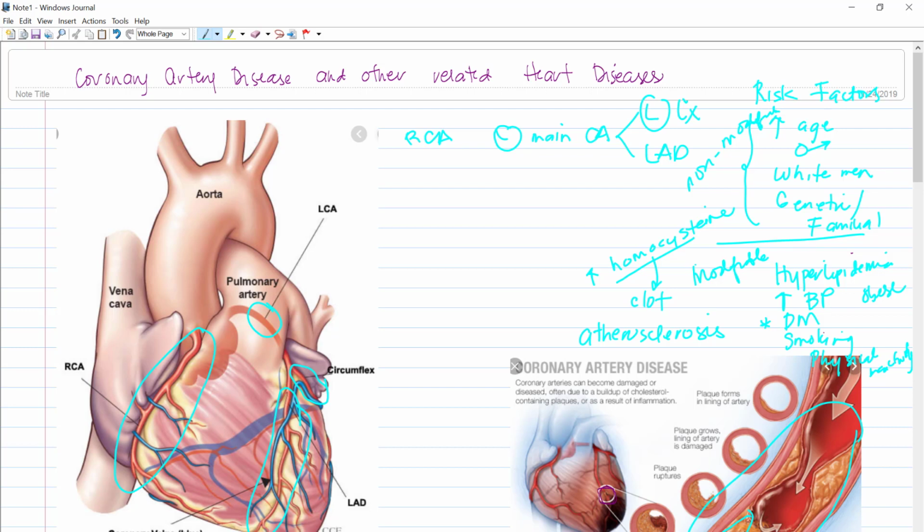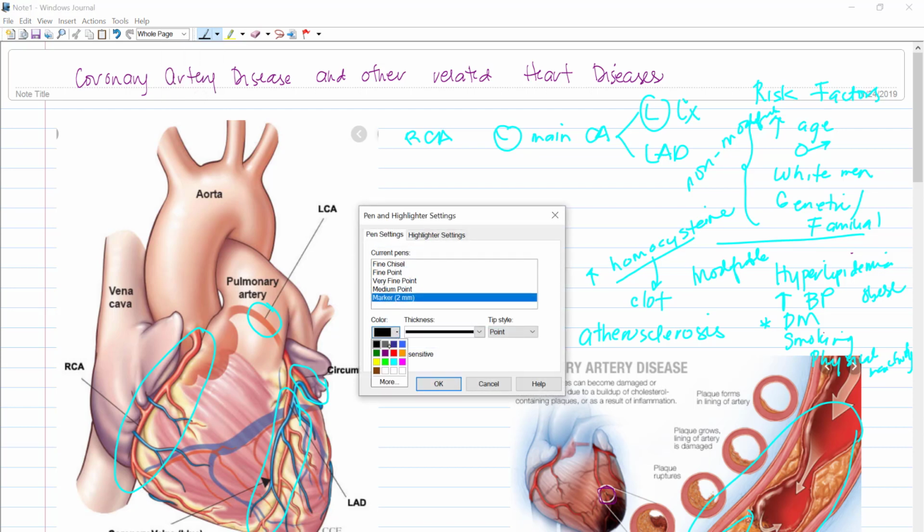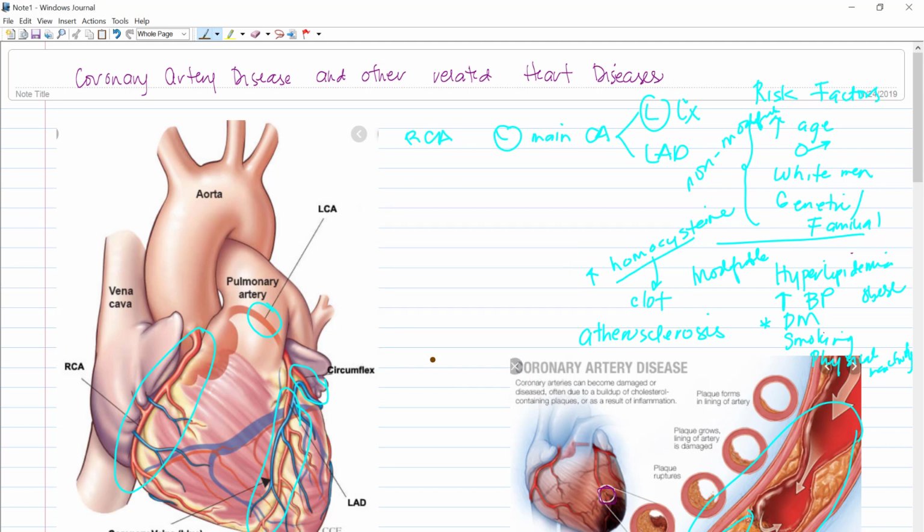Now with CAD, when you look very closely at the blood vessel, and remember, this doesn't happen in one day. It takes time. So let's say that your patient has narrowing of, let's say, the RCA. So let's say this is the blood vessel, and this is a part of the RCA. And let's say this part has narrowing. These are the lipid deposits.